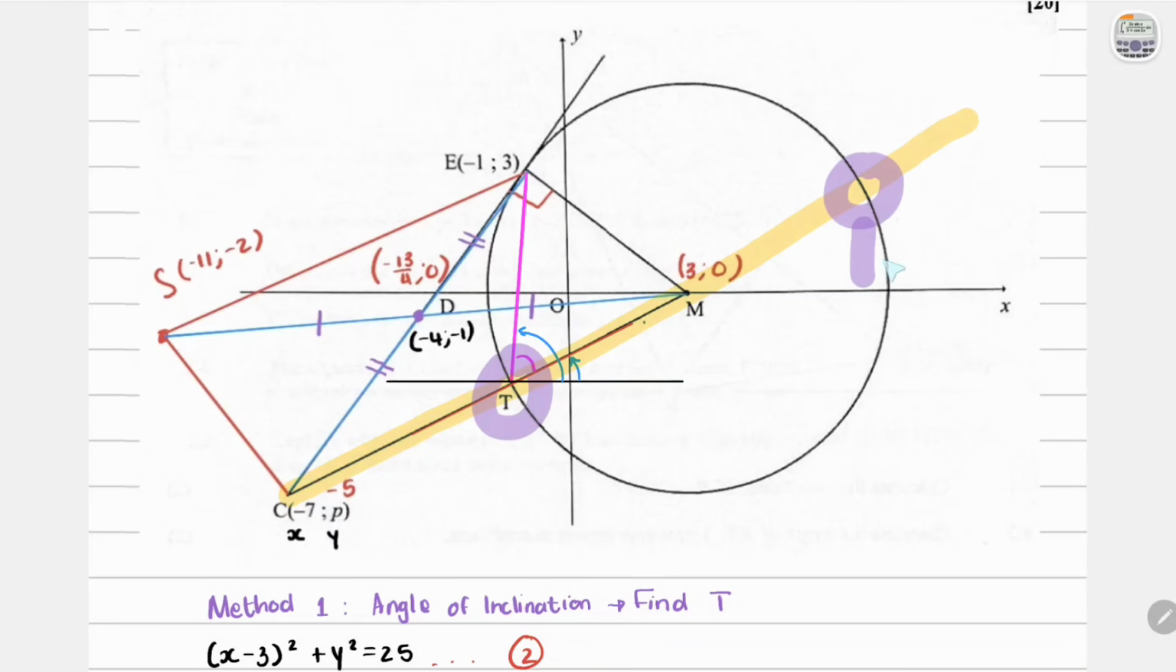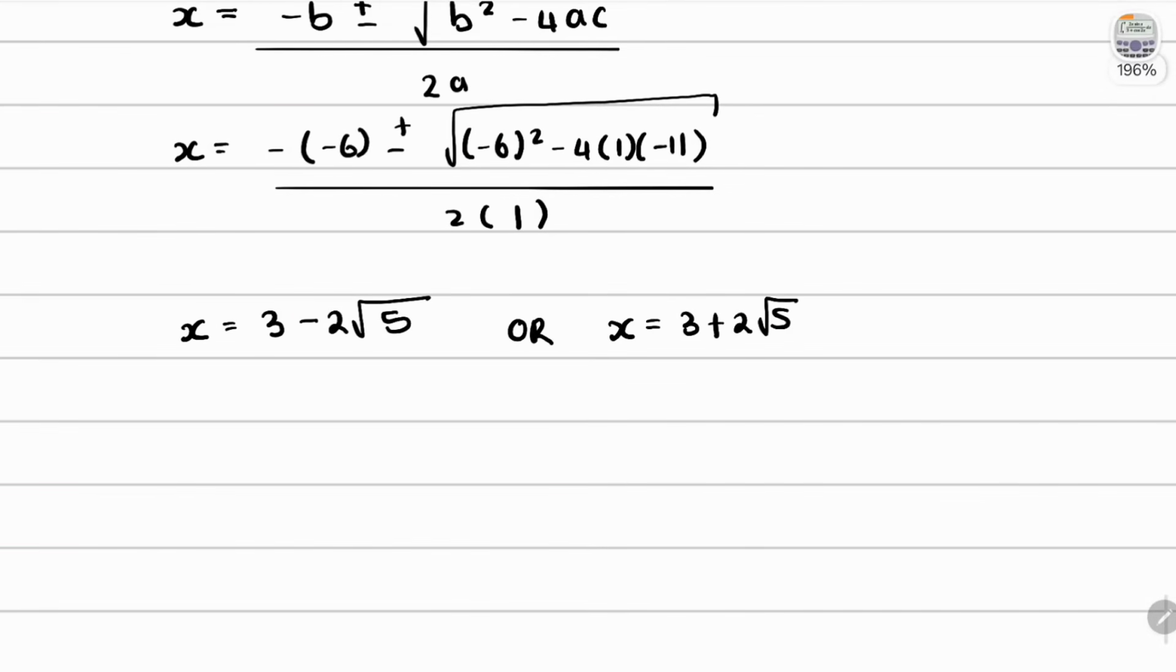You see that this is the one with the positive x value. This is the one with the negative x value. So we need to take that negative one, okay? So our answer is not going to be that 7. It's going to be that negative one. So we cancel this one here, and we're going to take this one. Okay, so this is our value for t. This is the x value of t, okay?